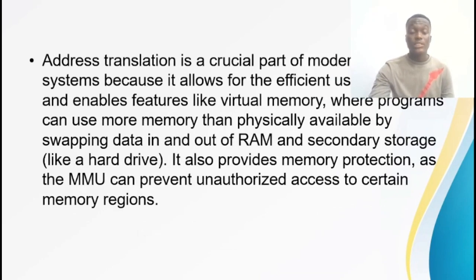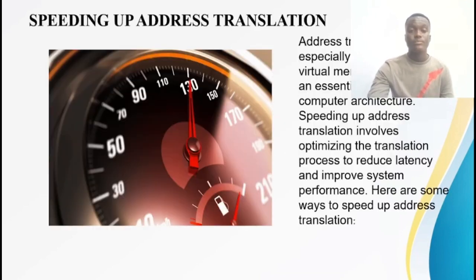So address translation is a crucial part of modern computer systems because it allows for the efficient use of memory and enables features like virtual memory, where programs can use more memory than physically available by swapping data in and out of RAM and secondary storage like a hard drive. It also provides memory protection as the MMU can prevent unauthorized access to certain memory regions.